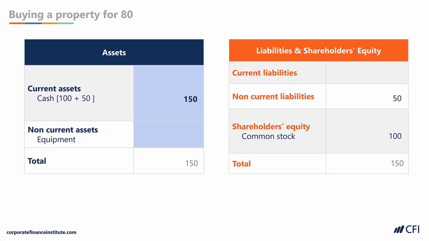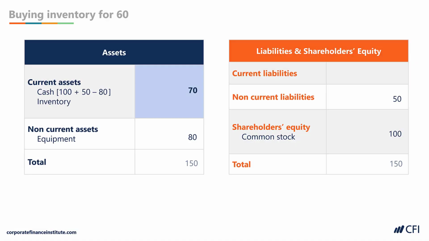Let's look at what happens to the balance sheet when a company buys a piece of equipment for 80. First, the company's cash is reduced by 80, so it goes from 150 down to 70. The offsetting transaction for that is that the company now has a non-current asset of equipment for 80. On a typical balance sheet, this line item is called property, plant, and equipment, or PP&E for short. Now that we've made those entries, we sum up the totals and we see that the balance sheet continues to balance. Total assets still equals liabilities and shareholders' equity.